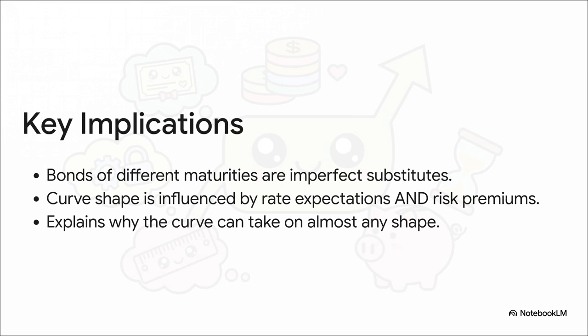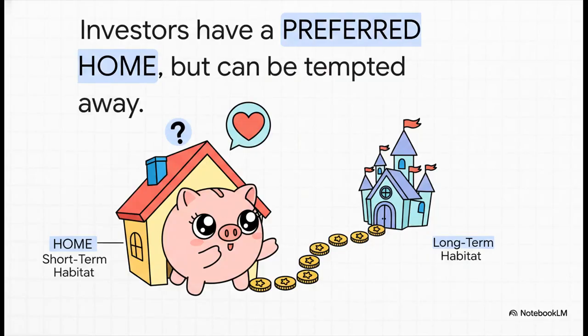It's flexible. It says the yield curve is shaped by both what we expect rates to do in the future and whatever premiums are needed to coax investors out of their preferred spots. It helps explain why the yield curve can be upward sloping, downward sloping, flat, or even humped in the middle. So for our final memory trick, just think that investors have a preferred home or habitat, but they can be tempted away if the offer is good enough.